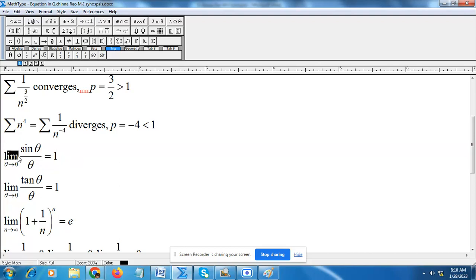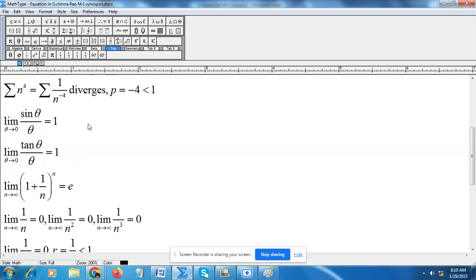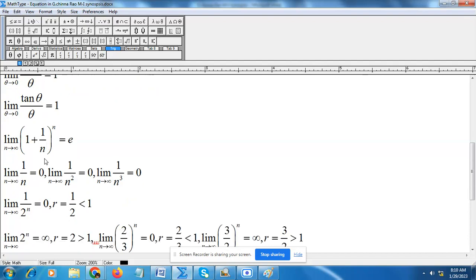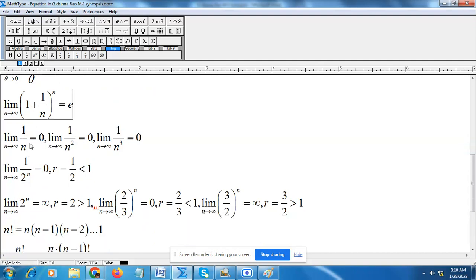And also remember these formulas. That is, limit sin theta by theta as theta tends to 0 is 1, where theta is measured in radians, we know that. Limit tan theta by theta as theta tends to 0 is 1. Limit 1 plus 1 by n whole power n as n tends to infinity is e. These are familiar: 1 by n tends to 0 as n tends to infinity, 1 by n square tends to 0 as n tends to infinity, and so on.